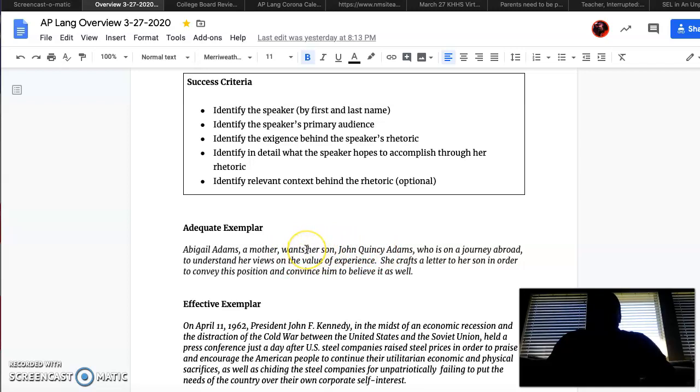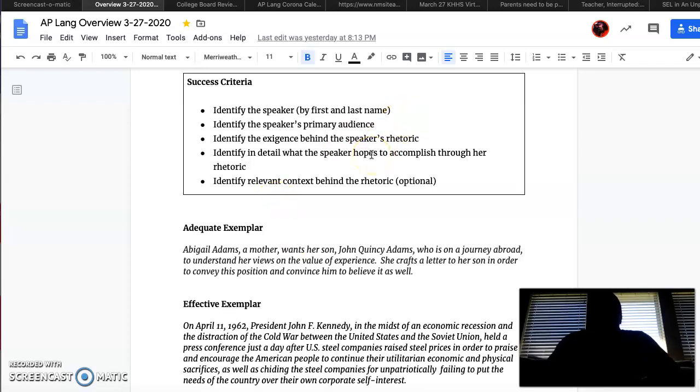But I think we can go deeper than just saying who is her son. John Quincy Adams is her son. What about John Quincy Adams? What have we learned about John Quincy Adams, either in the prompt or in the passage, that indicates more about who Abigail Adams' audience is?